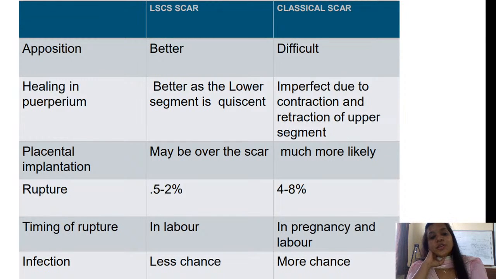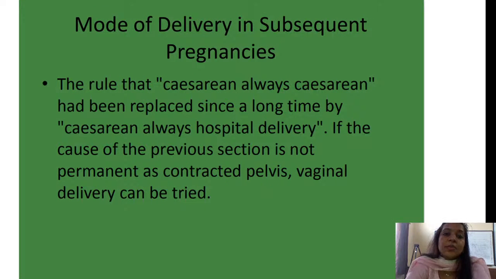Placental implantation may be over the scar in lower segment; in classical it is much more likely. Rupture will be 0.5 to 2%; in classical, it will be more, like 8%. Timing of rupture: in labor for lower segment. In classical scar, it can rupture in pregnancy also, before labor starts. Infection will have the least chances in lower segment; in classical, there will be more chances.